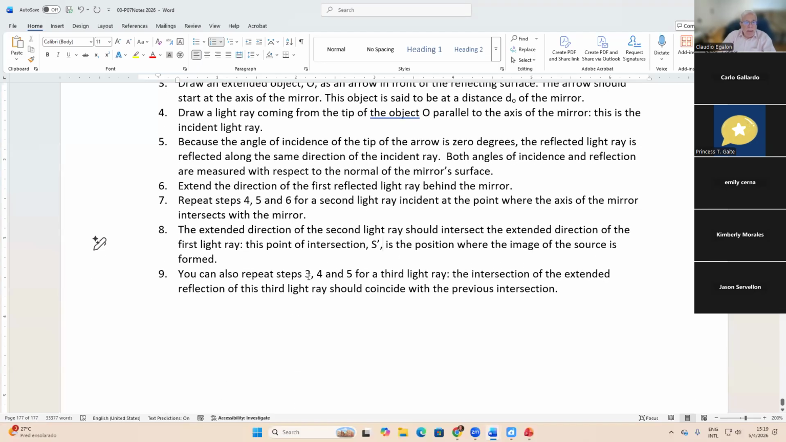You can also repeat steps 4, 5, and 6 for a third light ray of the previous intersection.